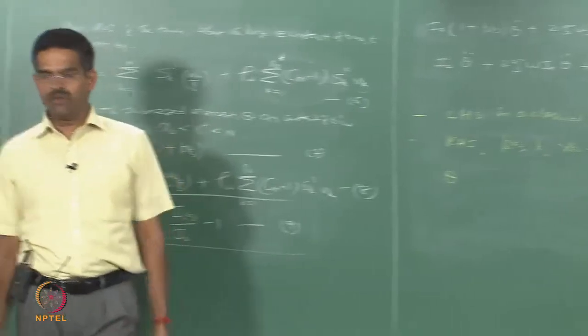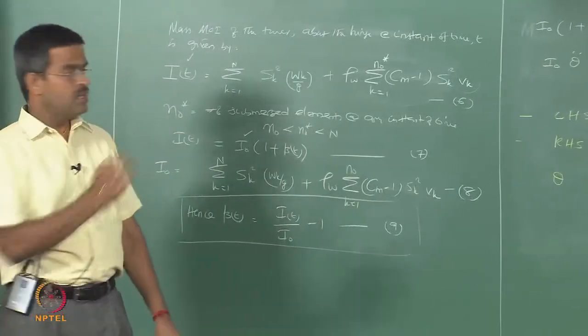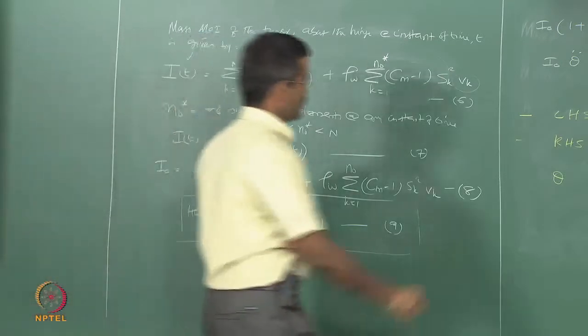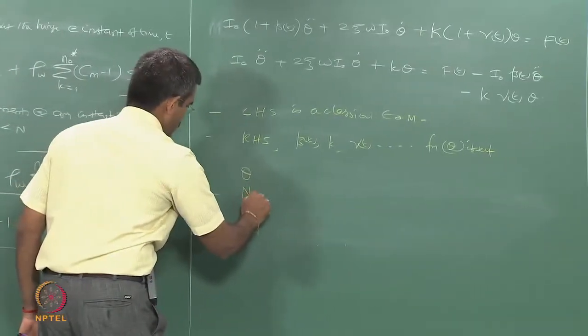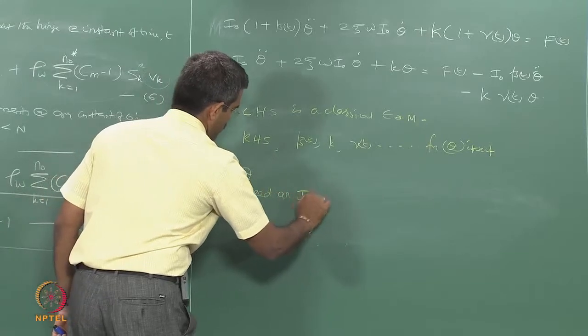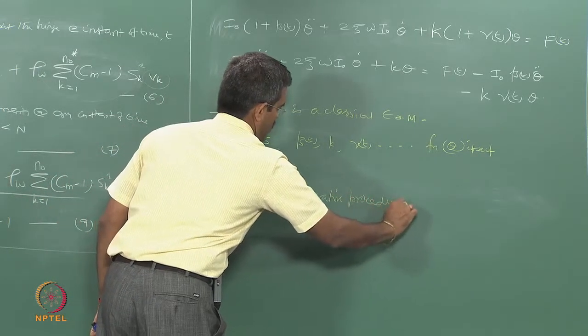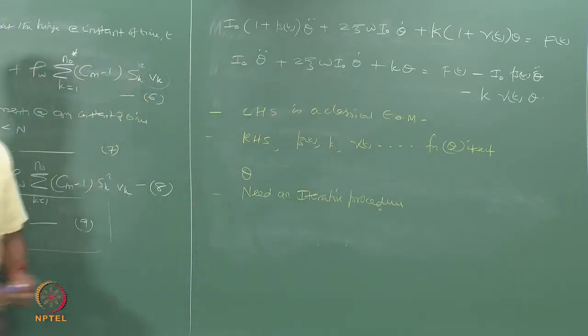You have to assume a value and keep on substituting and try to find whether the assumed value and the obtained value are matching. So, you need an iterative scheme. We need an iterative procedure. We will talk about the procedure later.